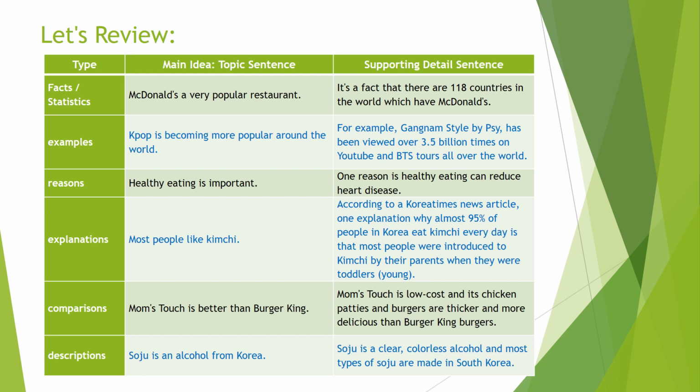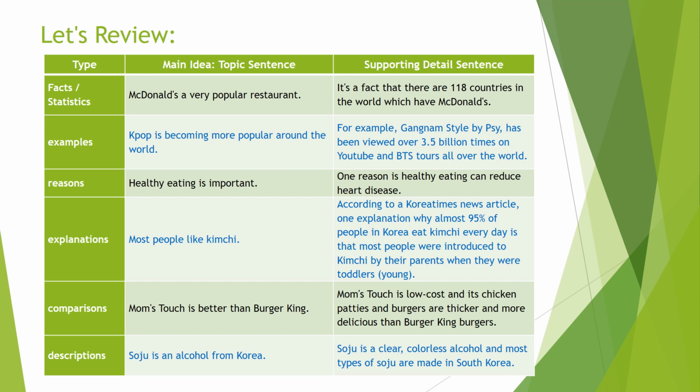Reasons, that's what we did in the hamburger. Healthy eating is important. Here's a supporting detail. One reason is healthy eating can reduce heart disease. Okay, I don't think I need to read all of these, but you can see there is the type of supporting detail, there is the topic sentence, and then we have our example of a supporting sentence. And what I would like you all to do as a kind of activity, as a worksheet, is to try to fill in this table with your own ideas.